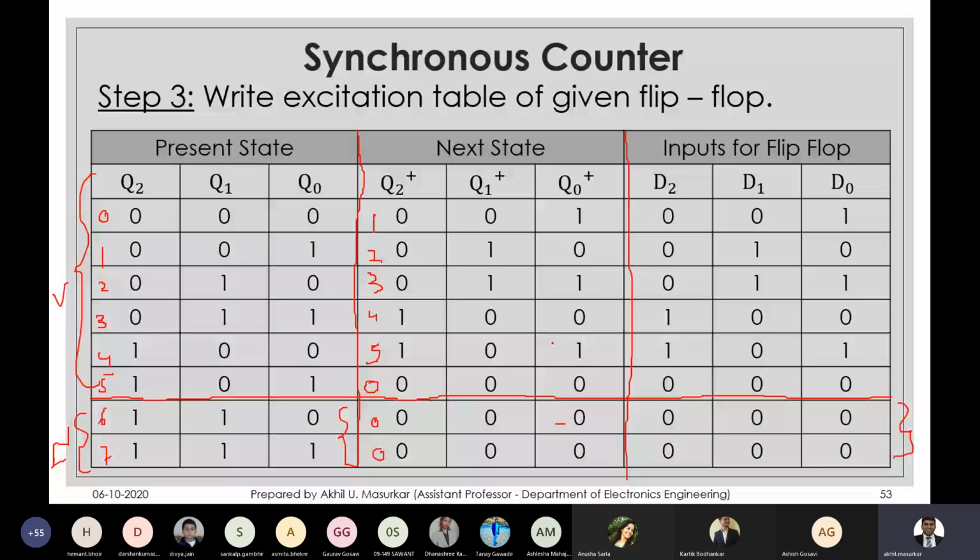Can you please present the previous slide for 1 second? It is the excitation table of D flip-flop only, Vishwas. So now the question of lock free. I will tell you the question. Design a mod 6 lock-free synchronous counter using D flip-flop.